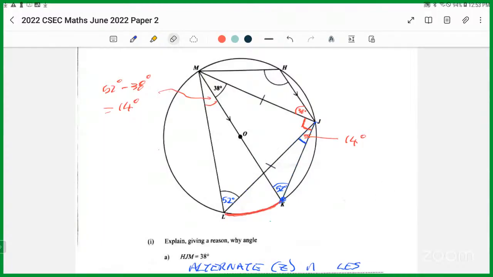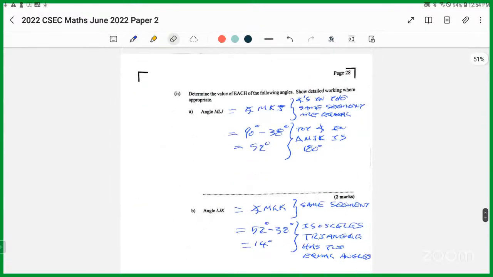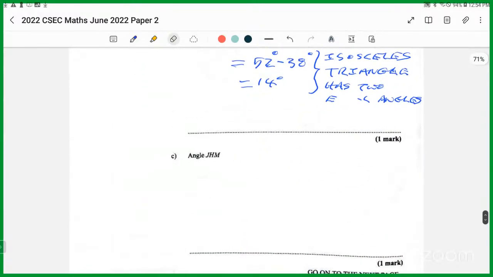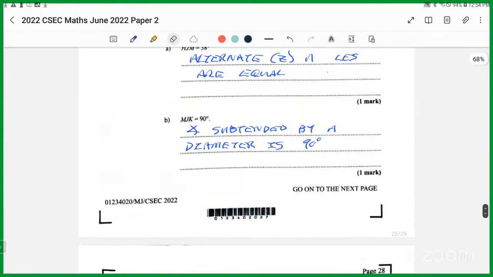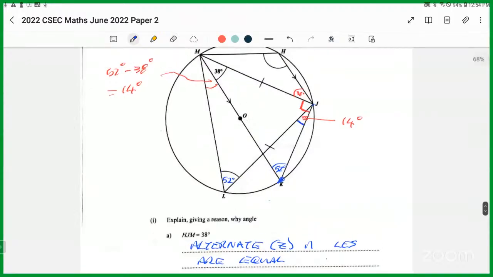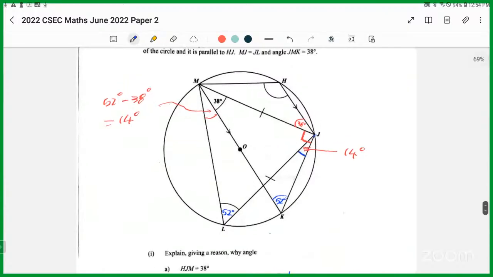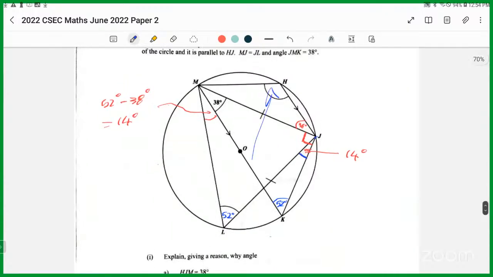So those two angles are 14. Which angle do I want now again? Angle GHM. Where is that now? So that's this angle up here that I want now. This angle GHM. No problem.